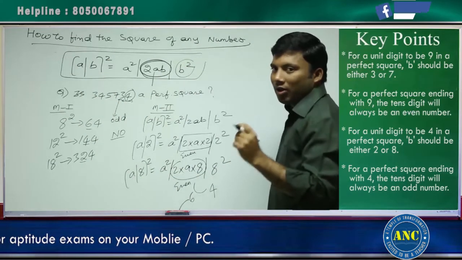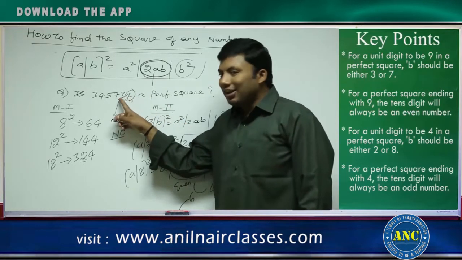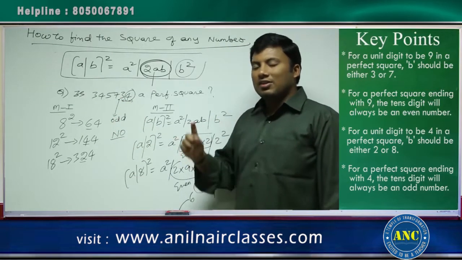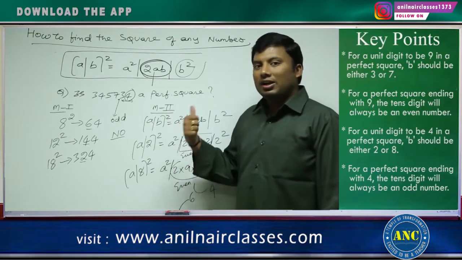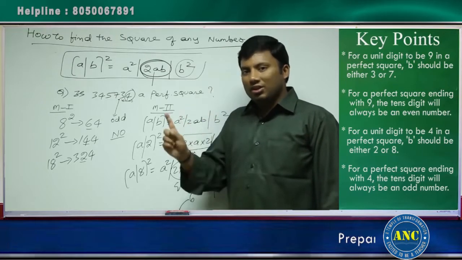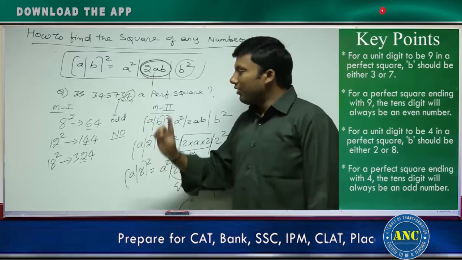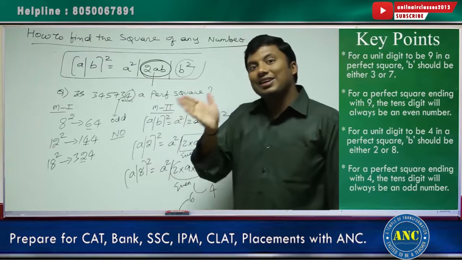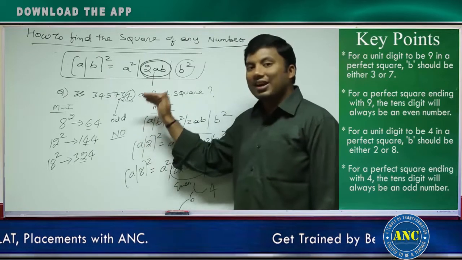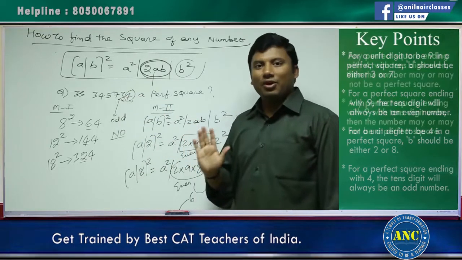Now a student while watching this video might get a doubt. Anil sir, what if the tens digit is an even number? How to check whether a number is a perfect square or not? That also we will discuss when we are discussing a concept by name digital sum. Please underline this point. For a perfect square ending with 4, if the tens digit is odd, then it is not a perfect square. If the tens digit is even, it may or may not be a perfect square. We are discussing the converse of the concept. Depending upon the unit digit, the tens digit nature will be there. I hope it is clear.